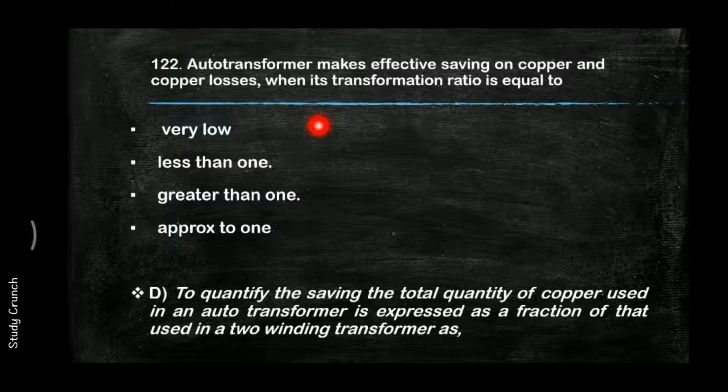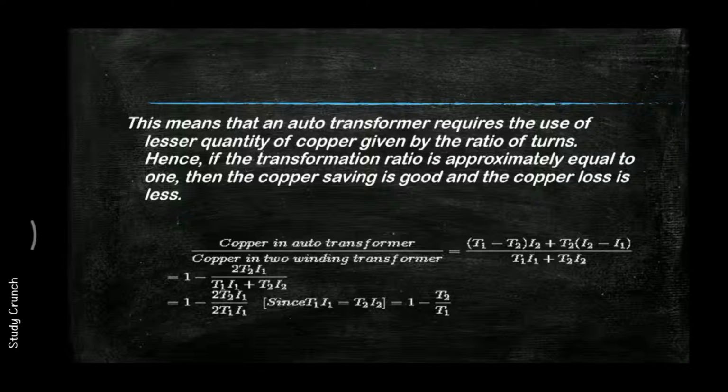Next, autotransformer makes effective saving on copper and copper losses when its transformation ratio is equal to, so the answer is it is approximately equal to 1. To quantify the saving of total quantity of copper used in autotransformer, it is expressed as a fraction of that used in two-winding transformer, as copper in autotransformer divided by copper in two-winding transformer. So similarly, solving for this formula, we'll be getting 1 minus T2 by T1.